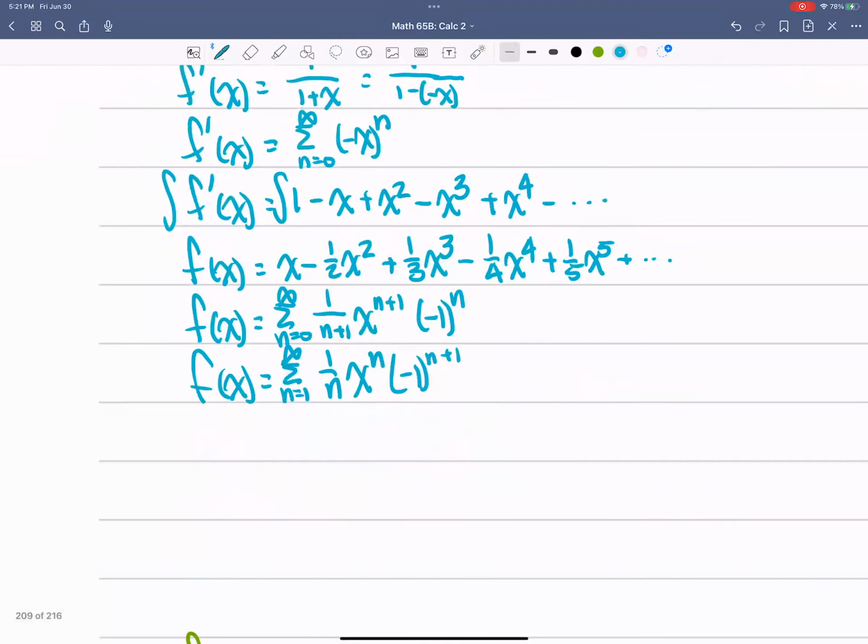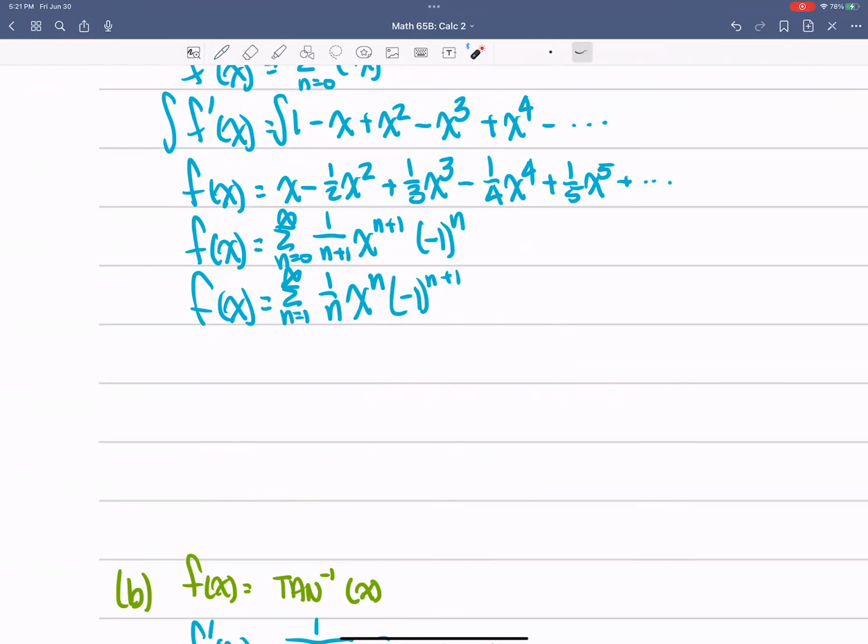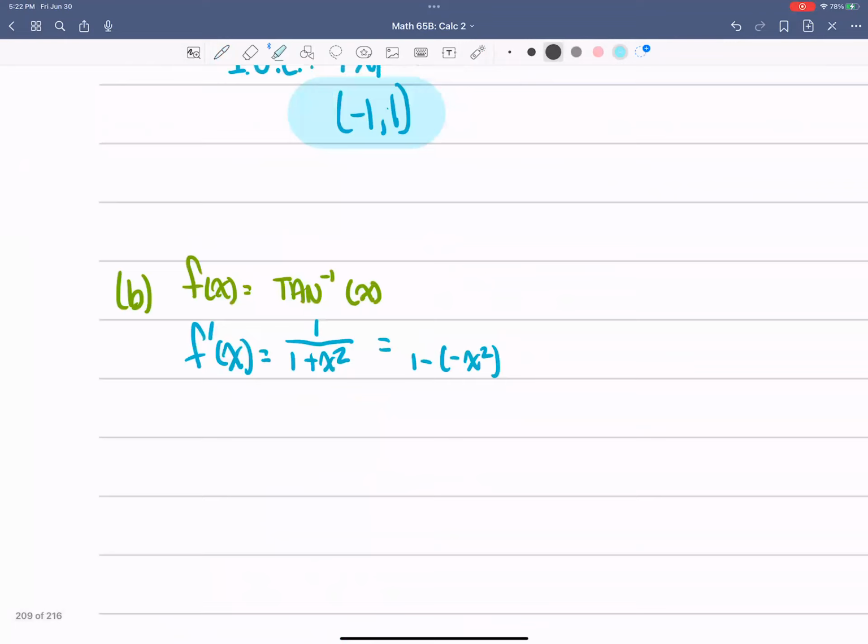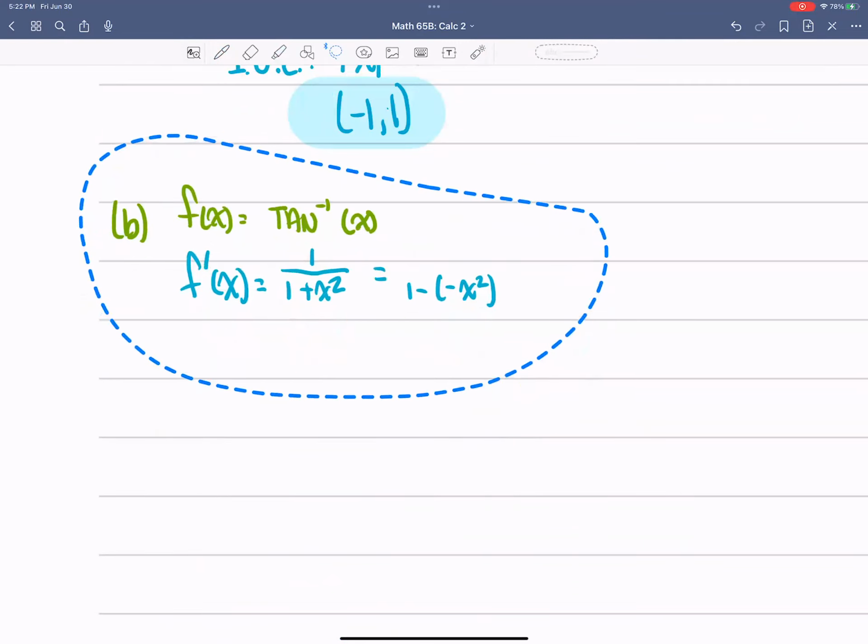Yes, so that way, since this is x to the power n, we are able to see our interval of convergence and say that absolute value of x less than 1. So x goes from negative 1 up to 1. And there we go there. All right, we have that. Now let's take a look at this one.